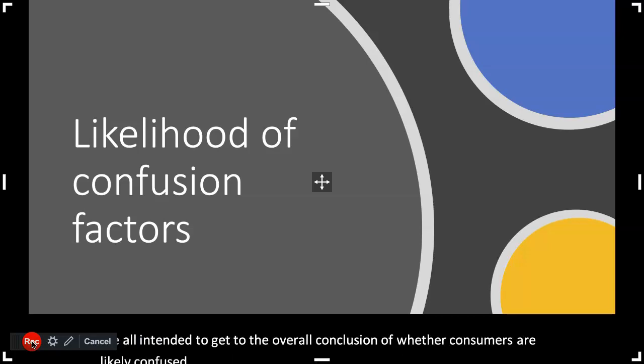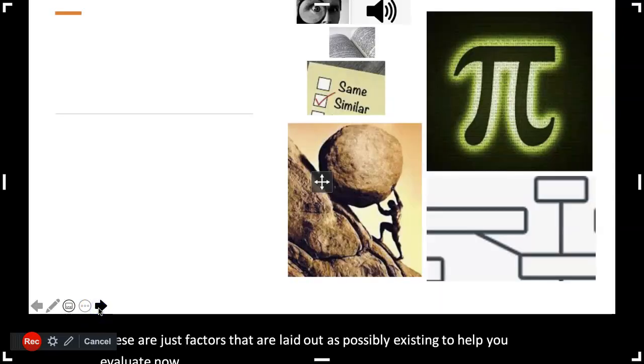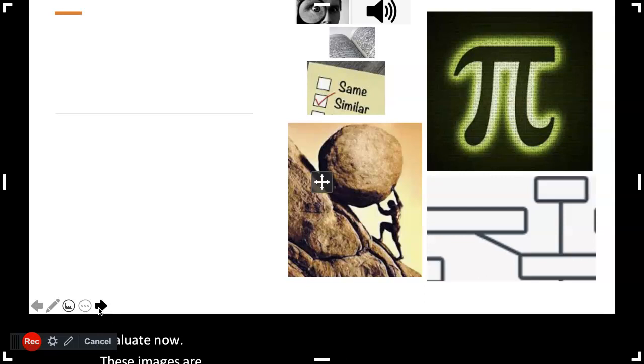You don't need a majority of the factors to establish that there is infringement, and you may not even have information on all of them. These are just factors that are laid out as possibly existing to help you evaluate. Now, these images are intended to highlight some of the key confusion factors.